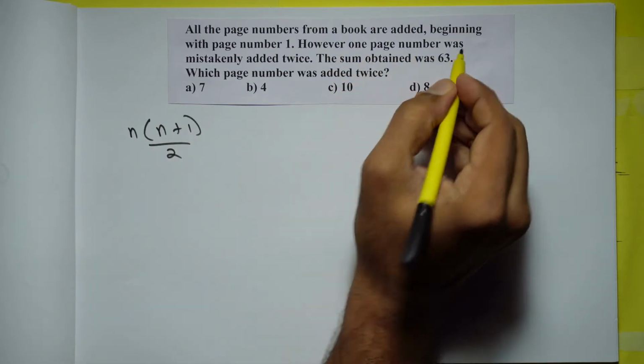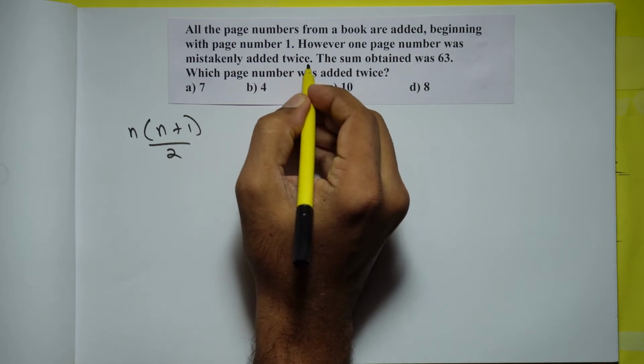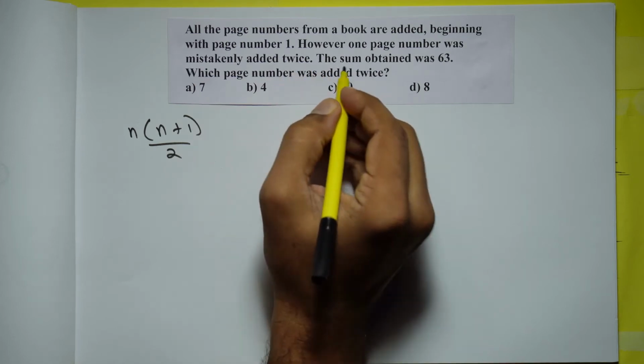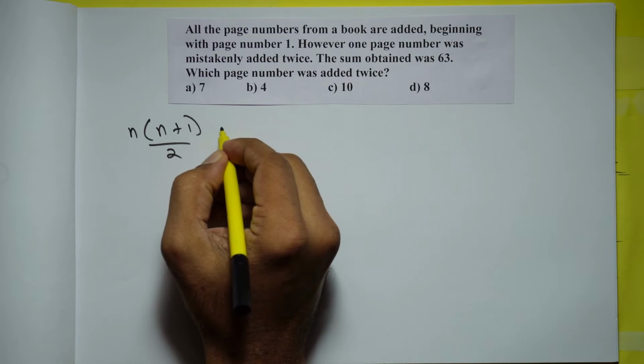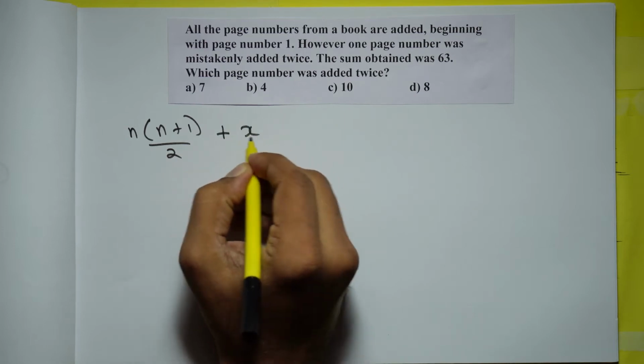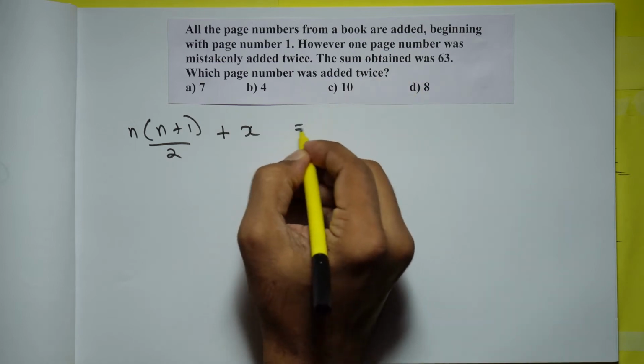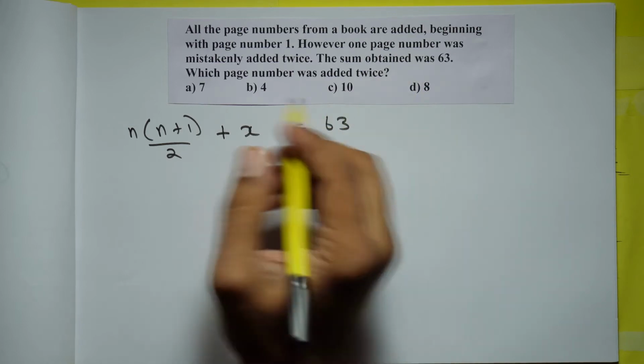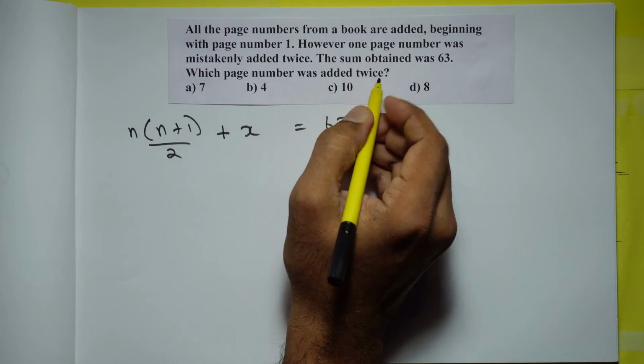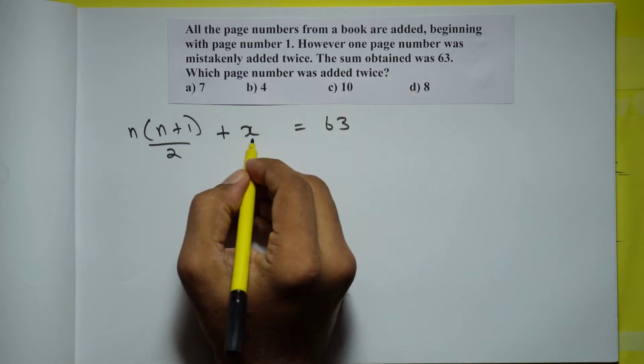However, one page number was mistakenly added twice. So assume that that page number is x. So that number was added one more time, and then the sum was obtained as 63. Which page number was added twice? So you must find out the value of x.